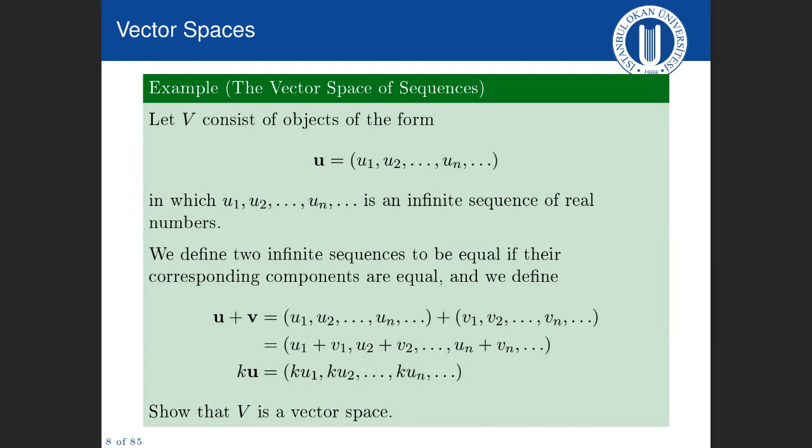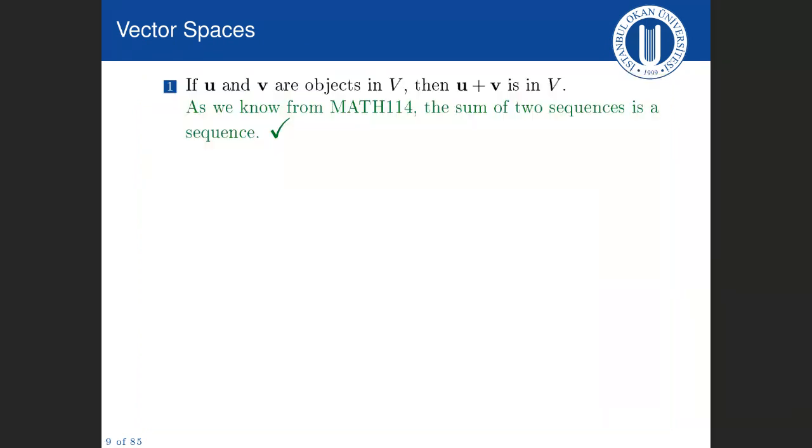And then we're asked to show that this set V with these 2 operations is a vector space. We need to prove that all 10 axioms are satisfied. And I'm going to do them in order: 1, 2, 3, 4, 5, 6, 7, 8, 9, and 10. Axiom 1 was that if we have 2 objects or 2 vectors in V, then we can add them together and we're still in V. We know from Mathematics 2 that if we add 2 sequences together, we still have a sequence. So axiom 1 is satisfied.